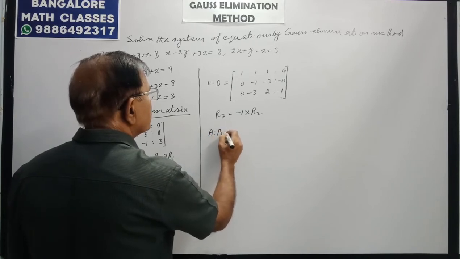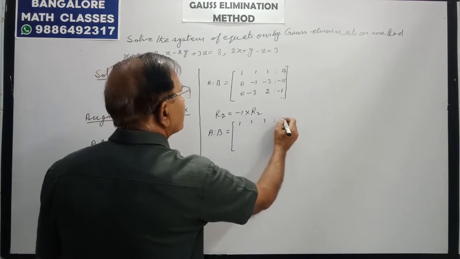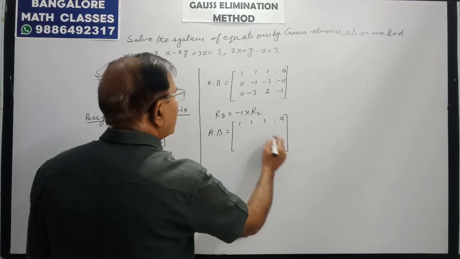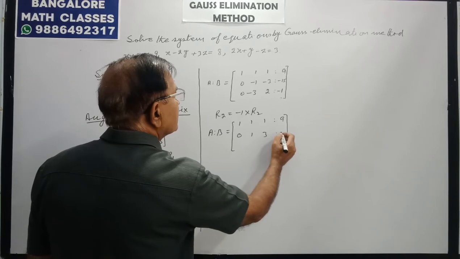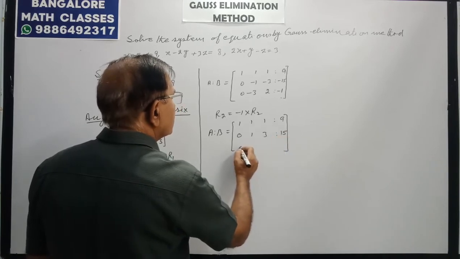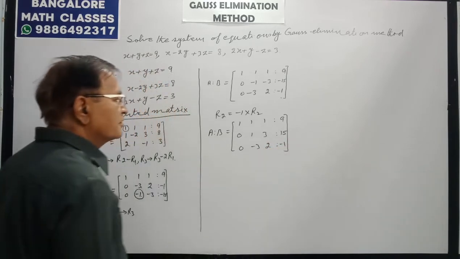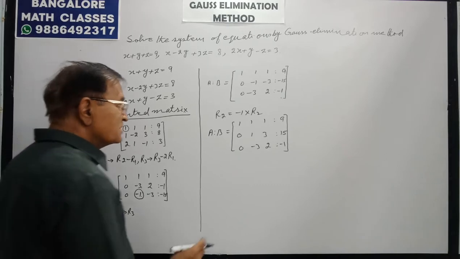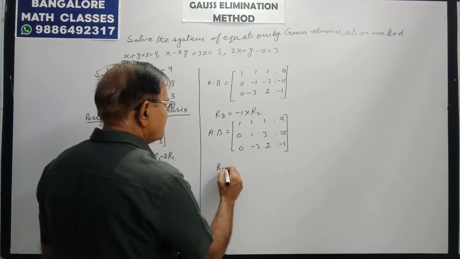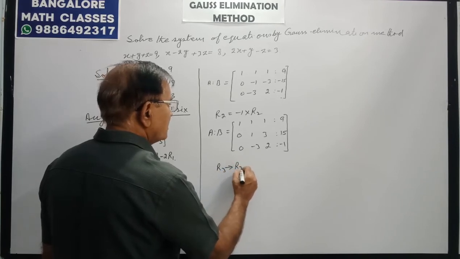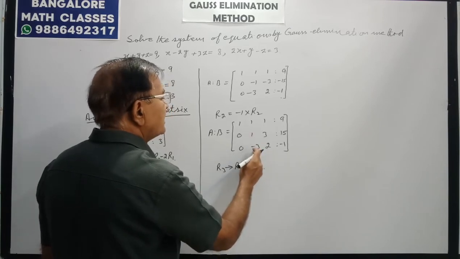A augmented B. 1, 1, 1, 9. R2 I want to multiply by -1. 1, 3, 15. 0, -3, 2, -1. Thus chances of mistakes are less now. Now here R3 to R3 plus triple of R2. Triple of R2 and add will get 0.